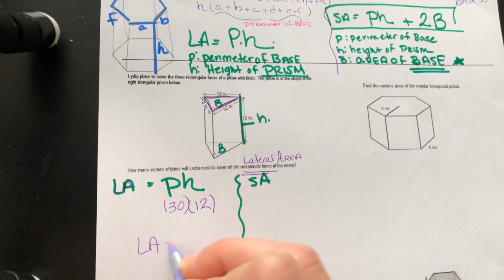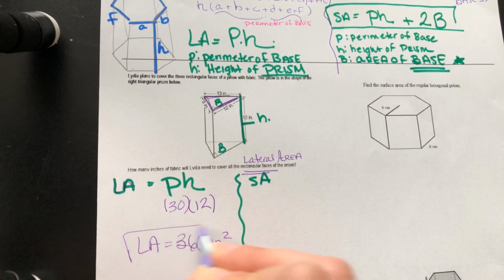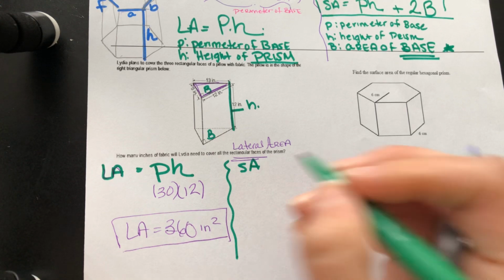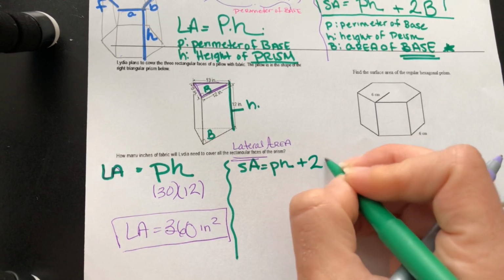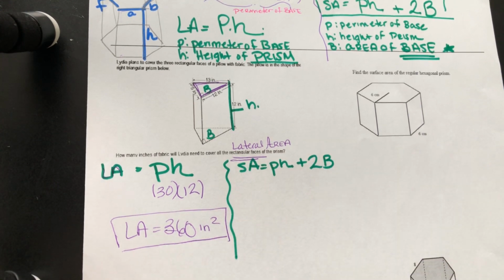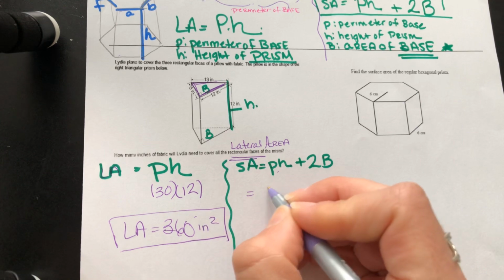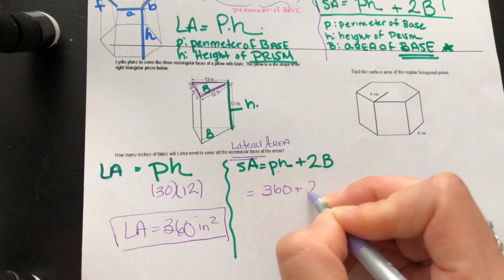So your lateral area is 360 inches squared. It's that simple for this. Surface area, let's write our formula: PH plus 2B. Very important, as always, like I stressed to you, to write that heading. So we know the PH, which is the lateral area, which is 360, plus, well, we have 2.